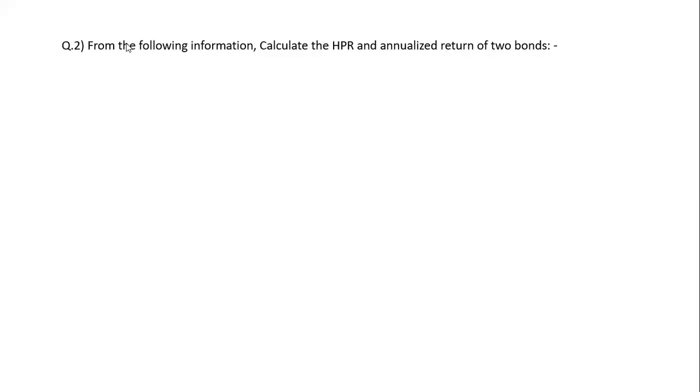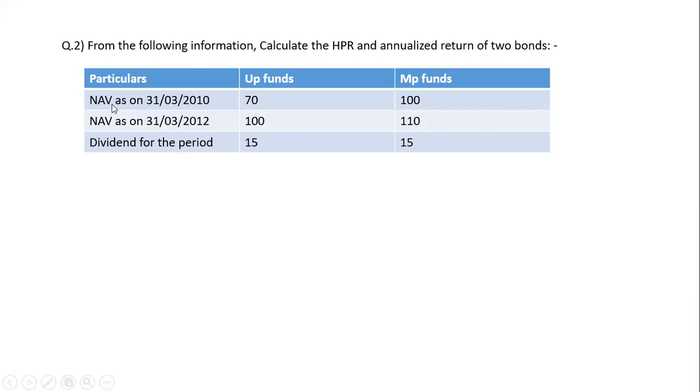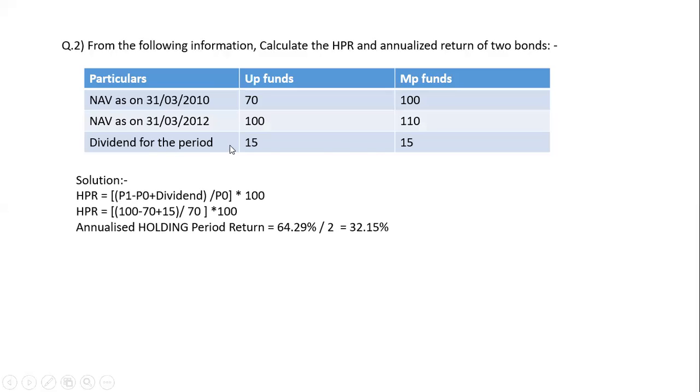Second question: from the following information, calculate the holding period return and annualized return of the two funds. Now the prices are different. NAV as on 31st March 2010 is 70, and MP funds NAV is 100. NAV as on 31st March 2012 is 100 and 110. Dividend for the period is 15 and 15.